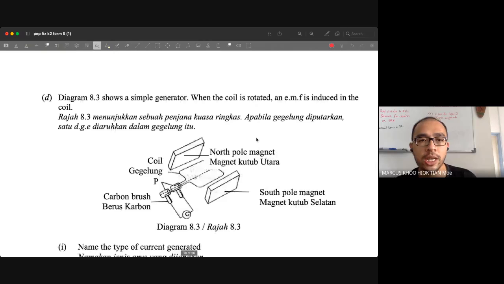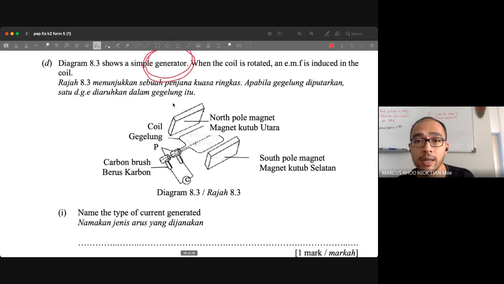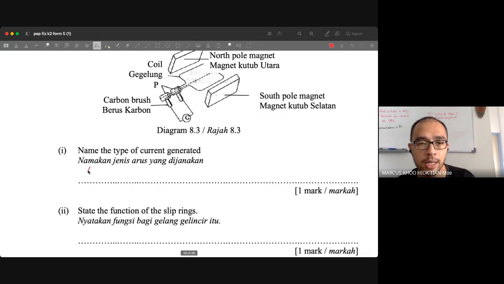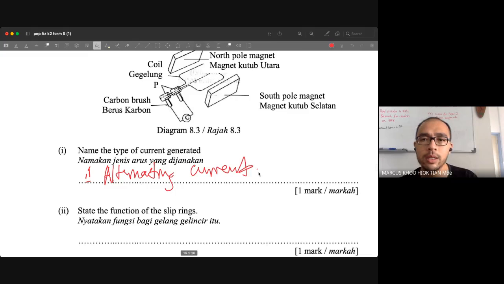Okay, simple generator. I want to talk about this. This is a generator. When the coil is rotated, an EMF is induced in the coil. The type of current produced is alternating current. About 50% of you answered induced current.